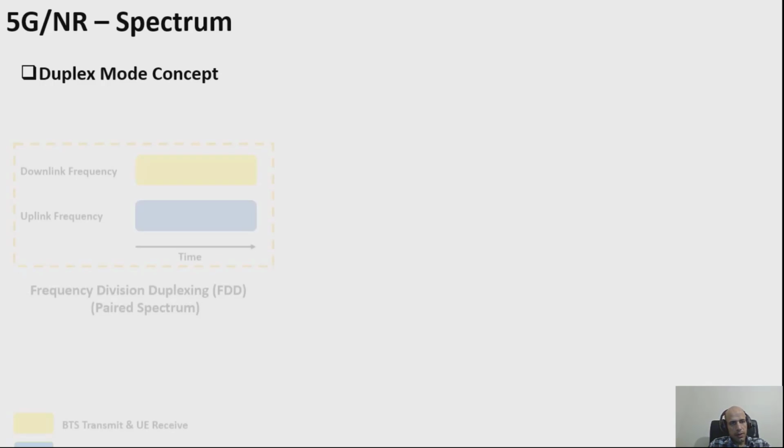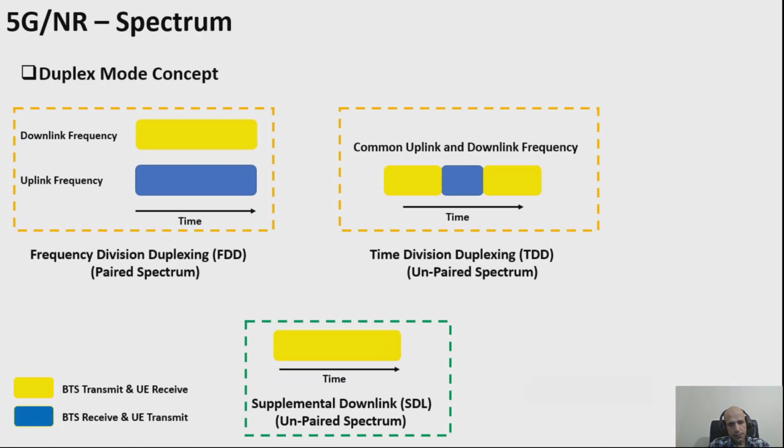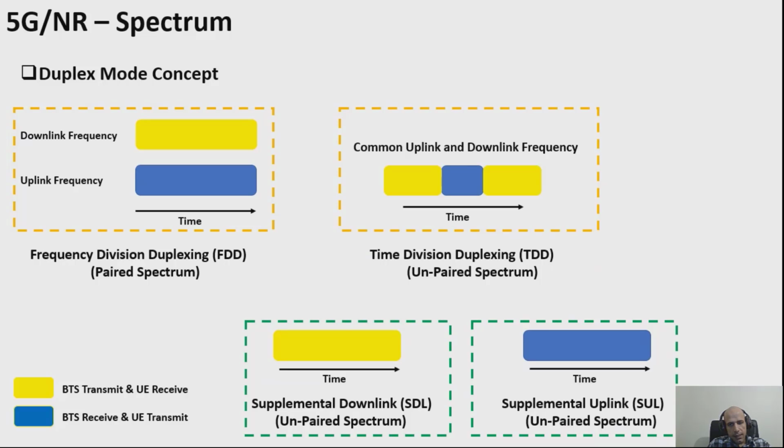Here is the duplex mode concept. These figures illustrate the general concept of each duplex mode. FDD requires paired spectrum, while TDD, SDL, and SUL use unpaired spectrum. FDD uses two separate RF carriers, one RF carrier for uplink and one for downlink. The UE transmits using one RF carrier for uplink, while the base station transmits using the other RF carrier for downlink.